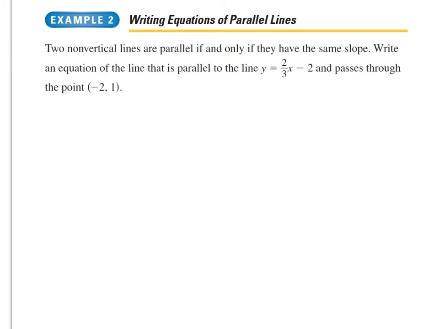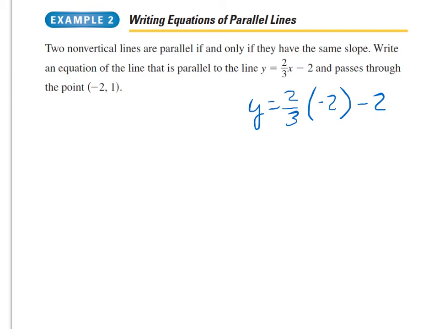So write an equation of the line parallel to the line y = 2/3 x - 2, but passes through a totally different point, (-2, 1). So you can check: if you plug in -2 into this equation, y is equal to 2/3 times -2 minus 2, you certainly don't get 1 out of that. -4/3 minus 2. You get -3 1/3. So we want a different line.